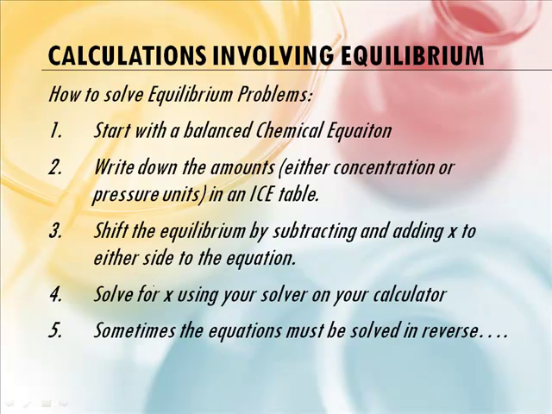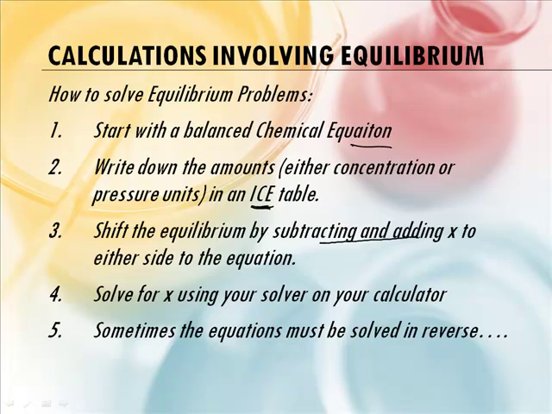We're going to start learning how to solve equilibrium calculations. How do you solve equilibrium calculations? Well, you start with the balanced chemical equation. It's kind of like stoichiometry, but on steroids. Write down the amounts. You can use what's called an ICE table. We'll do an example of that and show you.